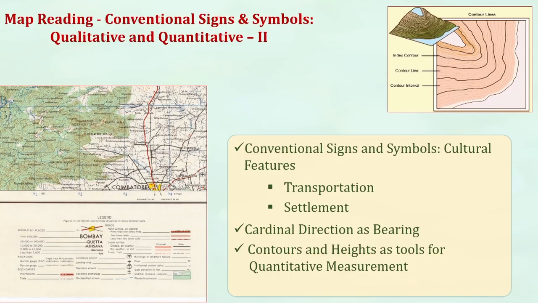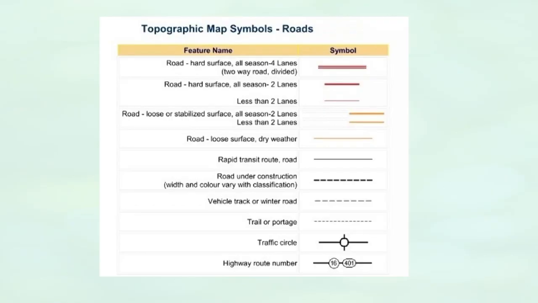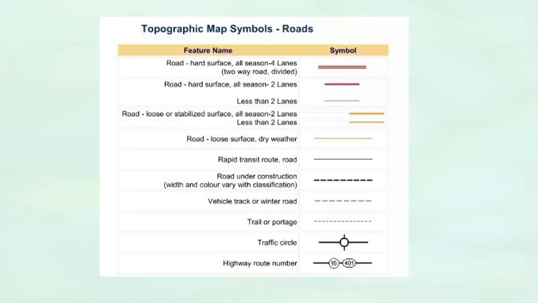In the previous session we discussed the conventional signs and symbols related to elevation, like spot height and relative height, but how can they be used for quantitative measurement? We will discuss these things in today's session. Let us begin with the conventional signs and symbols related to cultural features, mainly about transportation and settlement today. The major cultural signs and symbols related to transportation and settlement we will discuss in this session. You can look at the slide.